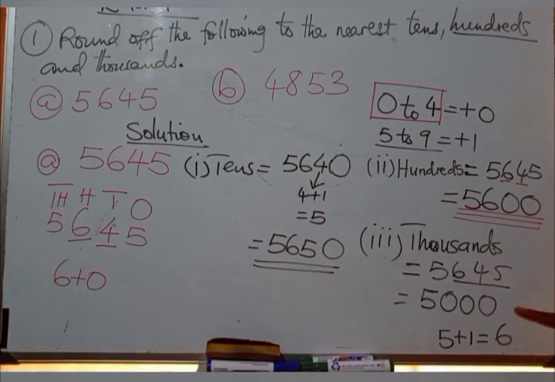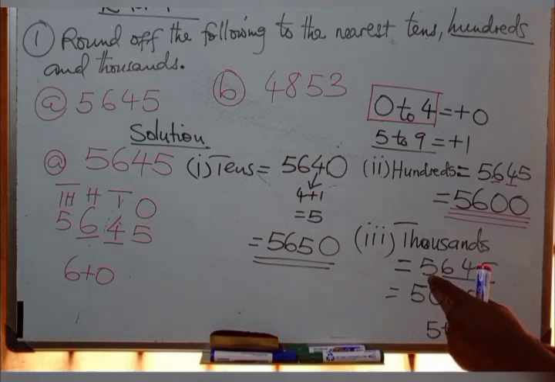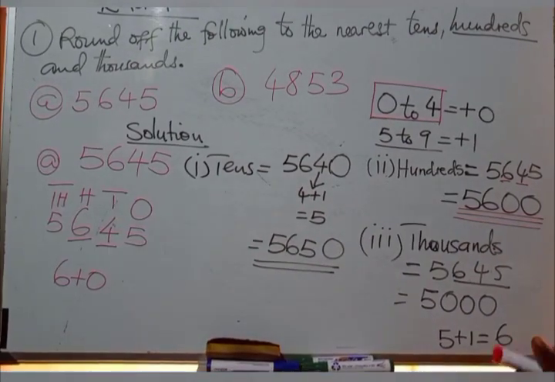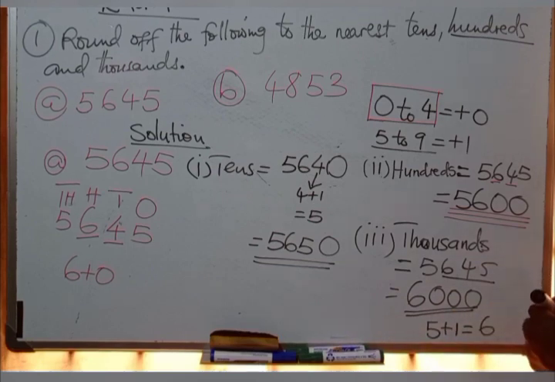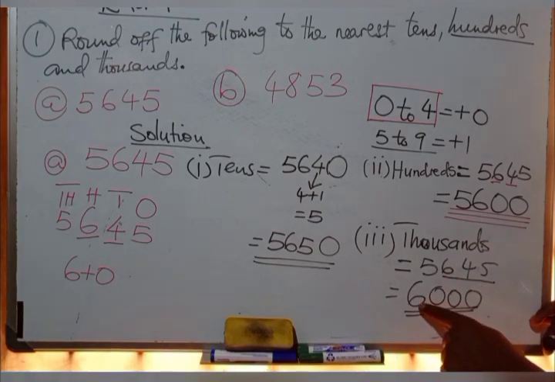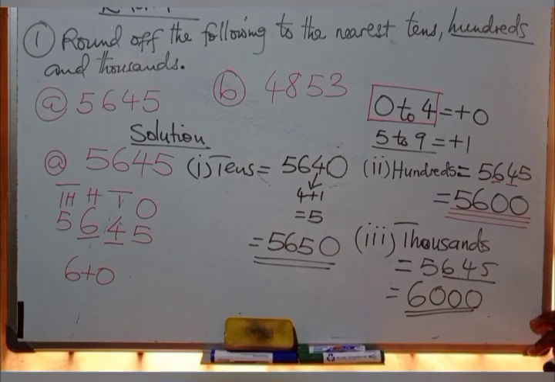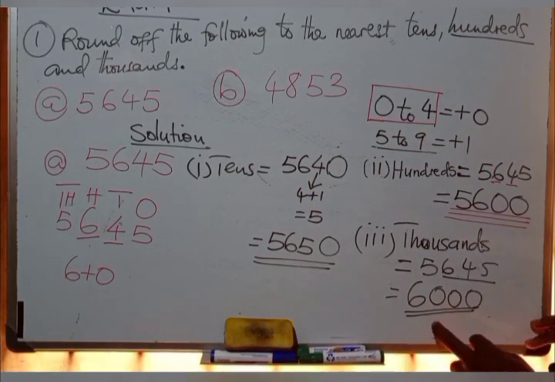We continue. So we are going to add 5 plus 1. We are adding 1 because the digit after 5 is 6. So the answer will be 6. So the answer is supposed to be 6 and 3 zeros, 6,000. Note this 6 here. I've added 1 to 5, the required place value, because the number to the right of the required place value is from 5 to 9. So I've added 1 to that. So this is the answer we are having.